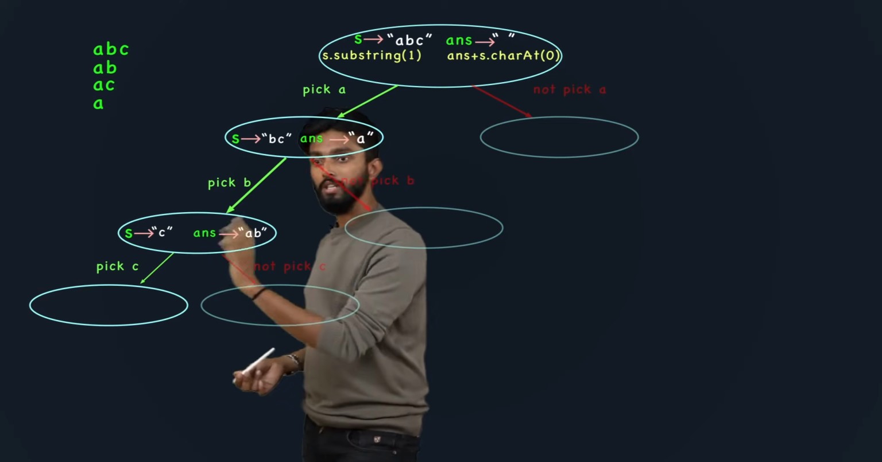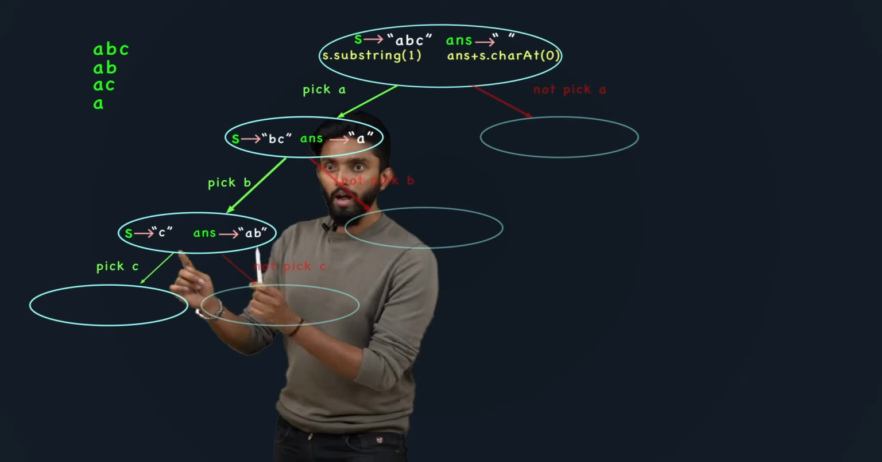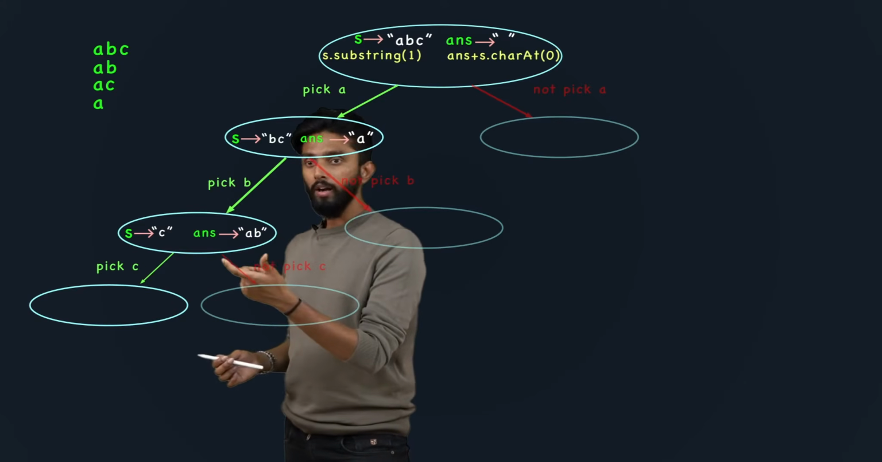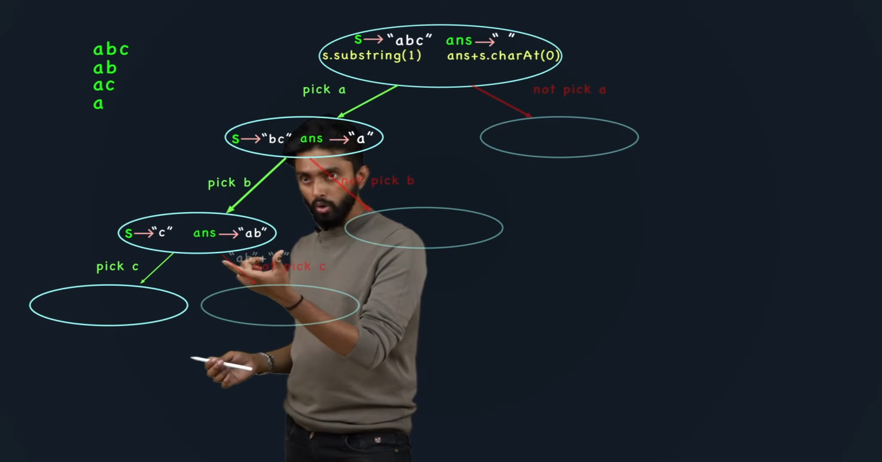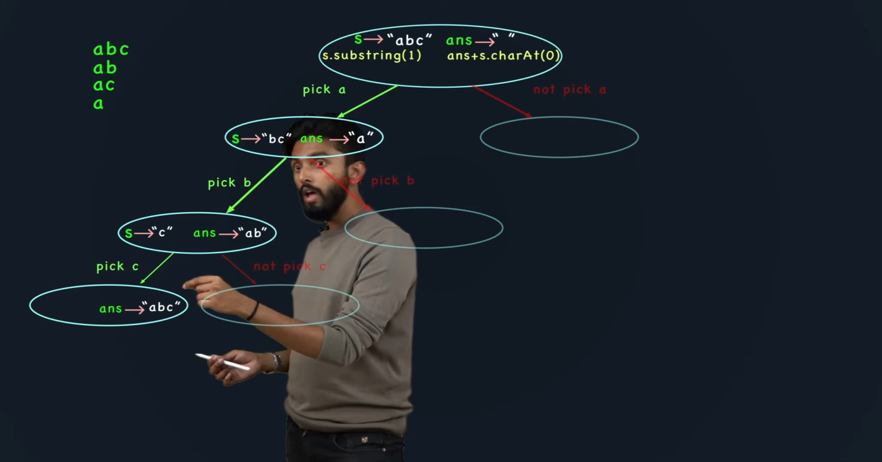Now picking C means what? Picking C means I picked C. Obviously that has to be added to the answer. So how will you add it to the answer? All of you know by now, so I'm directly showing you. If I concatenate, I'll get A, B, C. That I will pass as the answer.